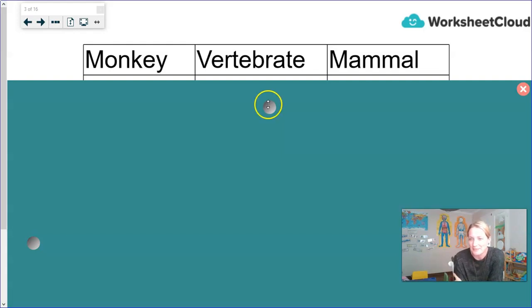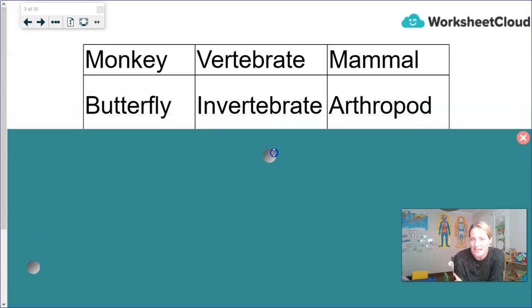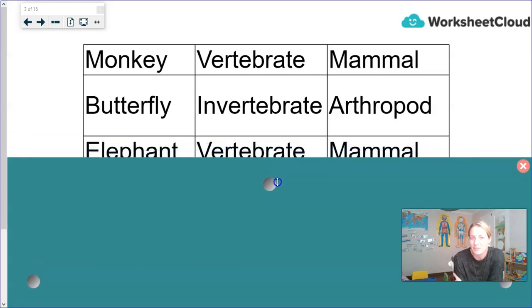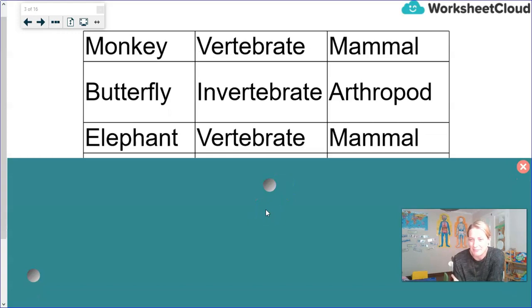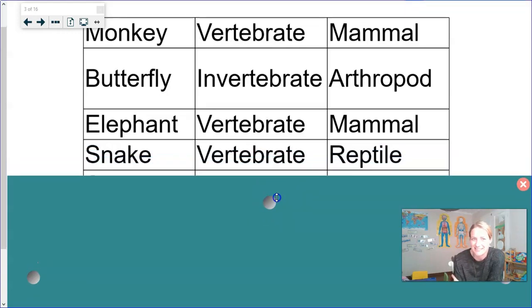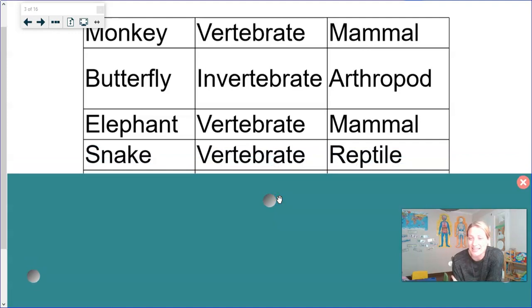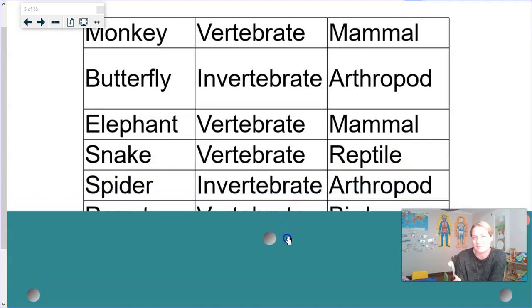What came next? The butterfly. Butterflies are invertebrates and they come under arthropods because they are insects. After the butterfly was the elephant. Now, an elephant is again a mammal, very different from the monkey, but still a mammal and therefore a vertebrate. Then we came across the snake, and it even said in the story that the snake was coiled around some eggs. Gives you a hint that obviously it is a reptile, as reptiles lay eggs and reptiles are vertebrates.